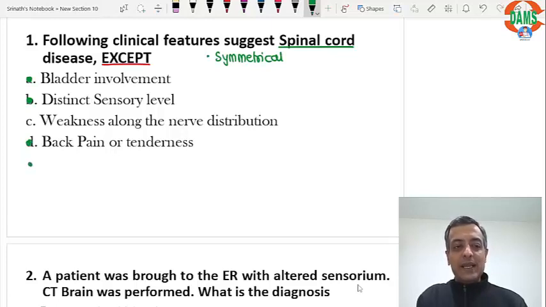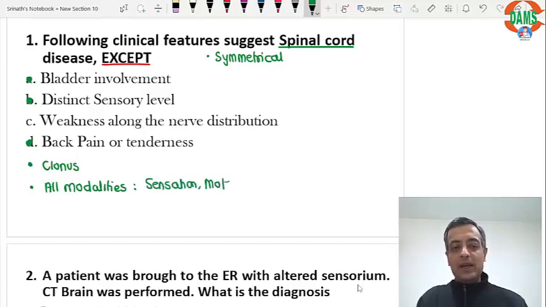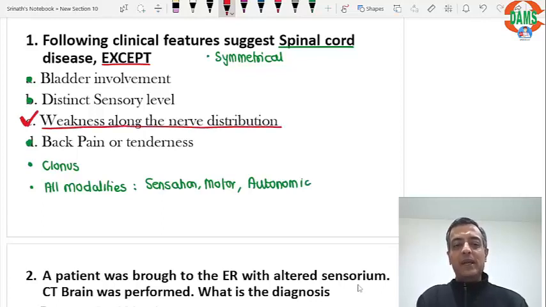The patient is likely to have clonus. Severe spasticity is likely to be present. All the modalities, that is sensory, autonomic, and motor, will be affected in a spinal cord lesion. All of this will be true except for weakness along the nerve distribution. As the name says, it itself is a feature of peripheral neuropathy.